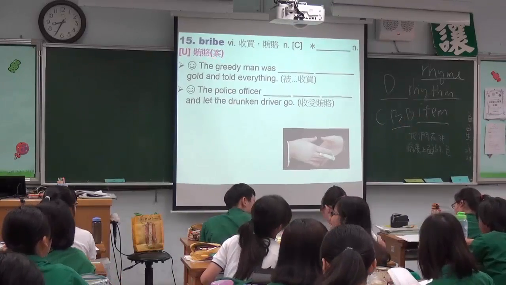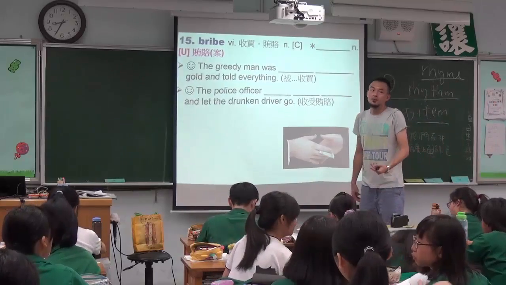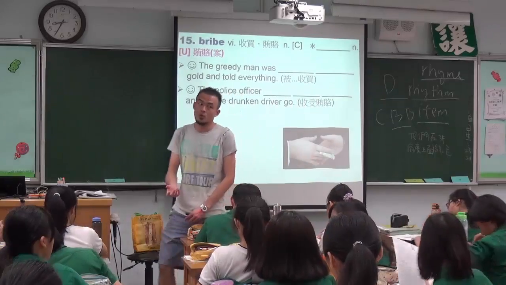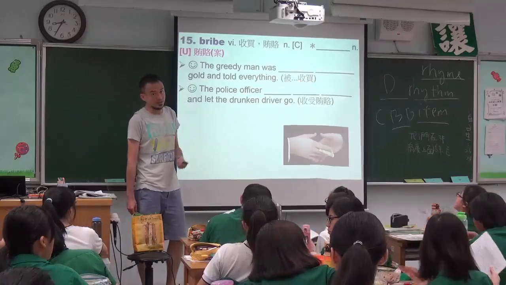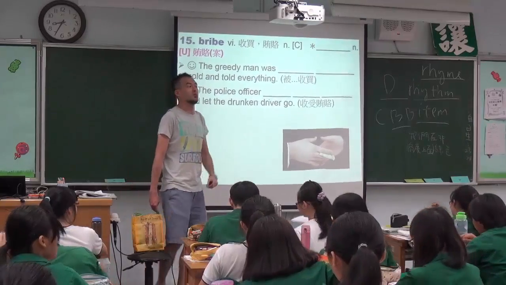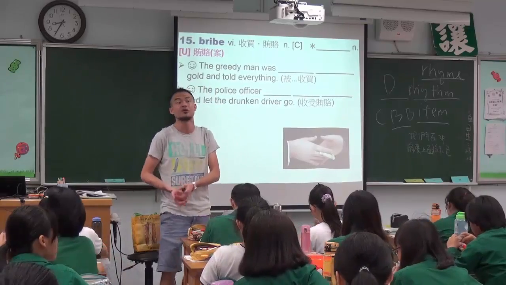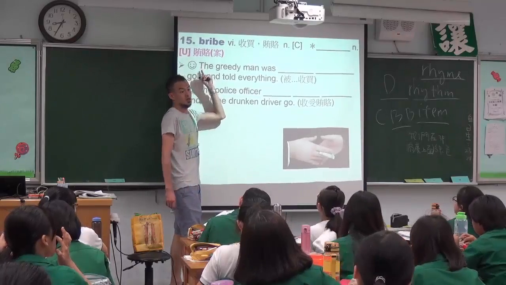So here, number 15, this word. Let me say together, bribe. Bribe. So what does bribe mean? You give money to another person for some benefits you want from them, but usually in an illegal way. So if you say you bribe another person, you mean you give money, you give some benefits to them because you want something good from them in return. But what about the noun of the word bribe?